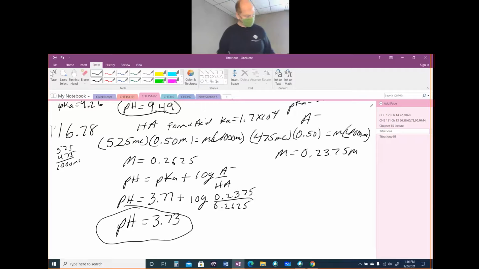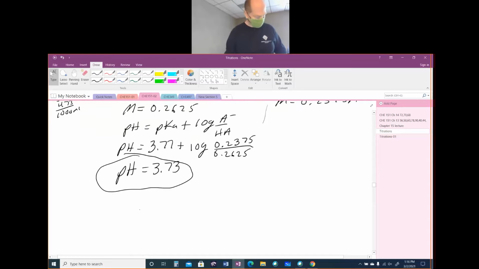All right, so again, this would be a good buffer for a pH of 3.77. But that was just the first part of number 78. Now it says, so part B, what would the pH be if you take 85 mils of the buffer and you're going to add 8.6 mils of 0.15 HCl.